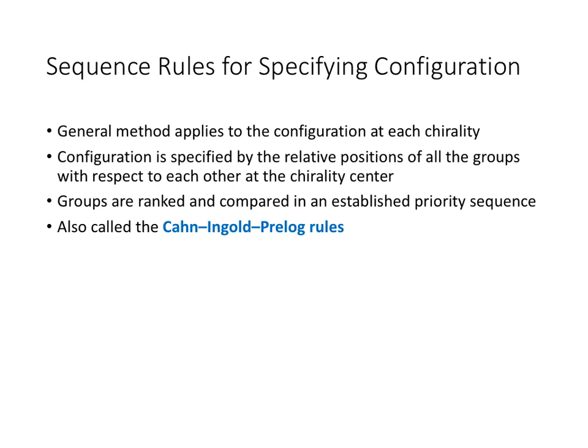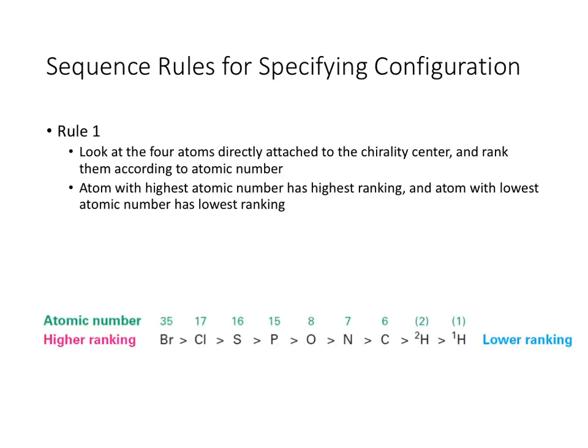The final topic is to specify configuration at a chiral center using the Cahn-Ingold-Prelog rules. The first rule is that you want to look at the 4 atoms directly attached to the chiral center and rank them according to atomic number. The atom with the highest atomic number has the highest ranking, and the atom with the lowest atomic number has the lowest ranking. So for example, bromine would have a higher ranking than chlorine, and so forth. And deuterium, which is an isotope of hydrogen, would have a higher ranking than the more abundant hydrogen isotope.